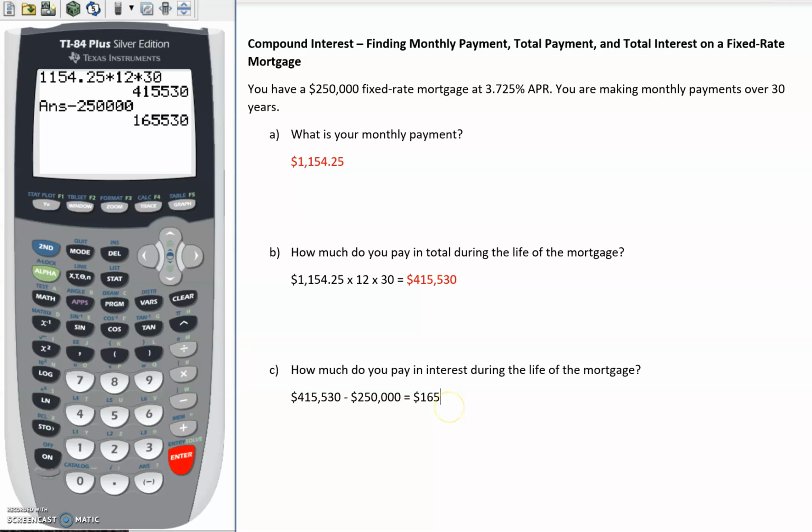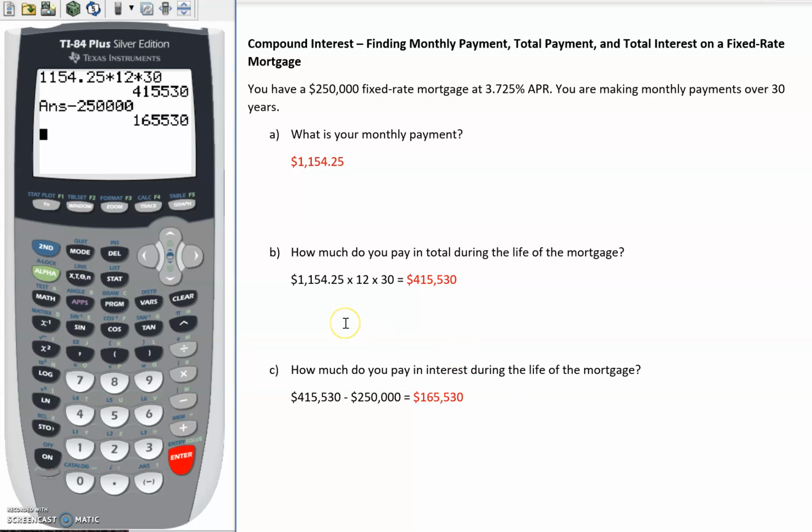So $165,530 in interest. That's a lot of money in interest, but you have to understand we also borrowed a big chunk of money and we're accruing interest on these payments over the course of 30 years. So there is going to be quite a bit of interest paid here.